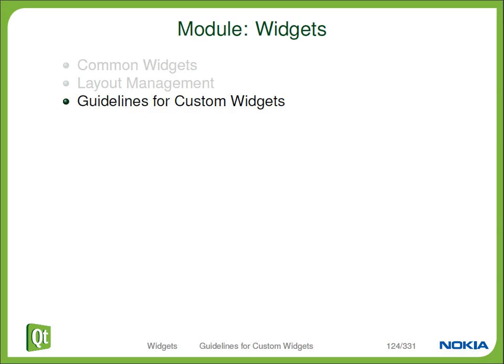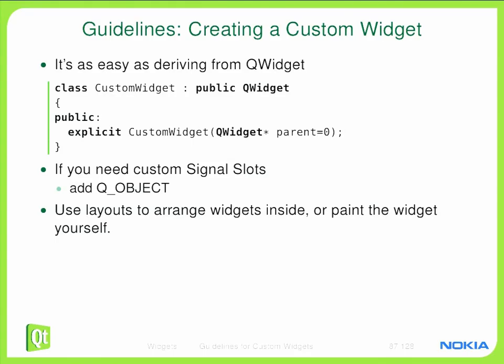Qt offers a wide range of ready-made widgets, but there may be situations where you want to create a custom widget. Creating your own custom widget is easy. You just need to derive from QWidget. You can see it in the source snippet here, where we have our custom widget inheriting publicly from QWidget. And then we have our custom widget constructor. It only takes a single argument, and therefore we declare it to be explicit to avoid implicit conversion.